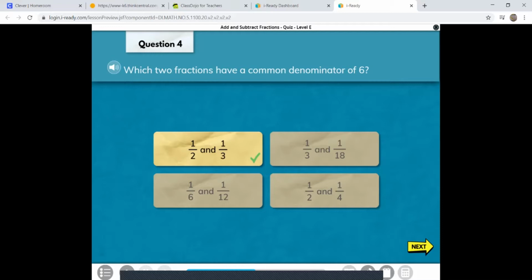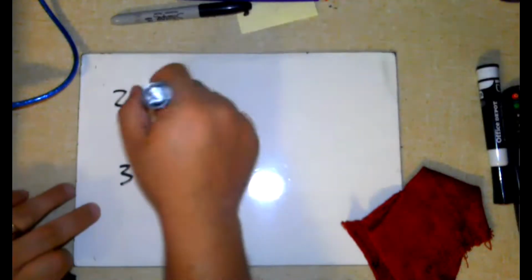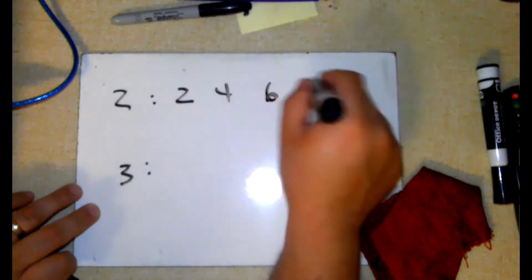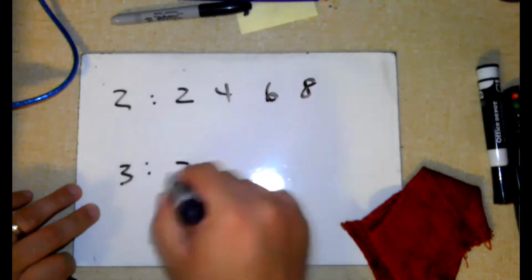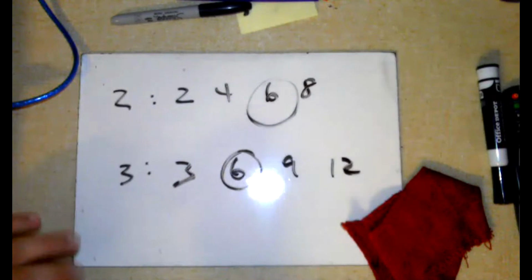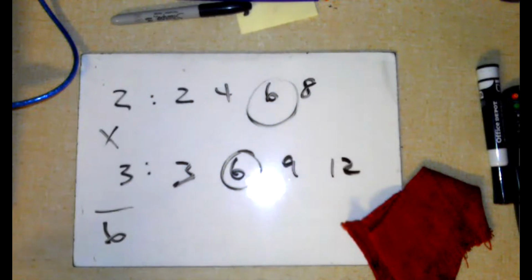This one works. You got 2, 4, 6, 8. So let's write those out. Let's go ahead and show you real quick why that works. 2, 4, 6, 8, and 3, 6, 9. So 6 works. Or you can just multiply. 2 times 3 equals 6. That's a shortcut.